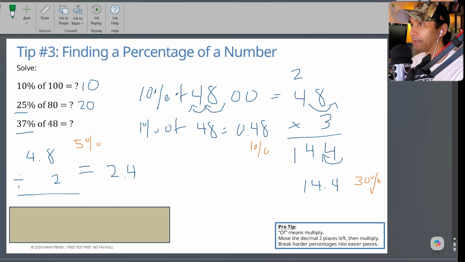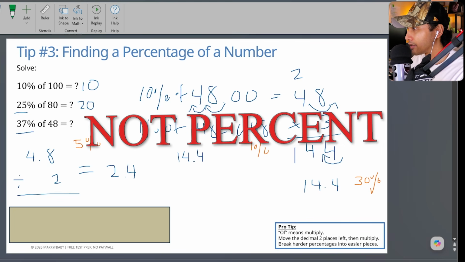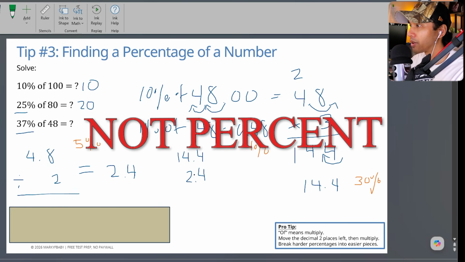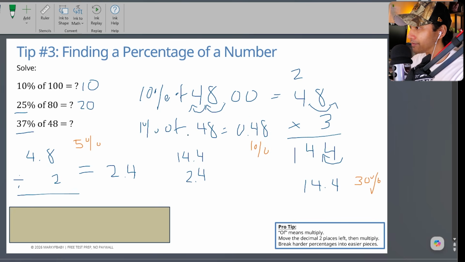Okay? Now let's just add all that together. So we get 14.4% and 2.4%. And remember, when you're adding decimals, the decimal point has to line up. Okay? And then 0.48% plus another 0.48%. Now we add that all together.